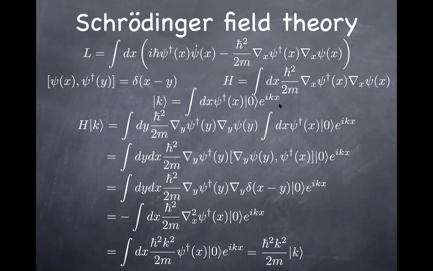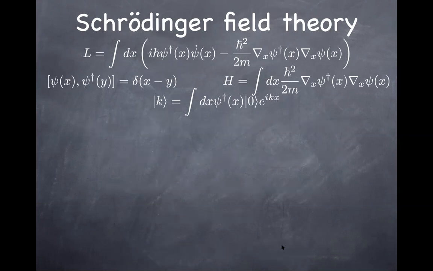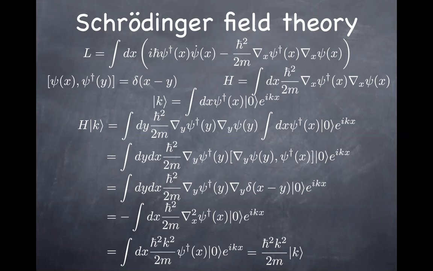So the state we constructed over here, using the vacuum state with the creation operator and a superposition weighted by this wave factor e to the ikx, really does have the meaning of a one-particle state with definite momentum given by h bar times k. And that's de Broglie's relationship, right? So that's what we got at the end of the day. Any questions about this?